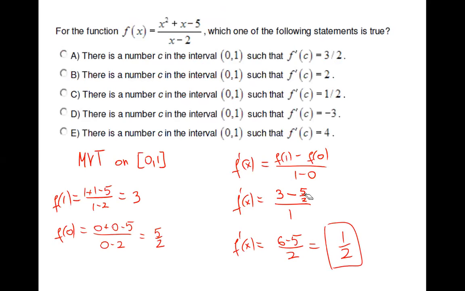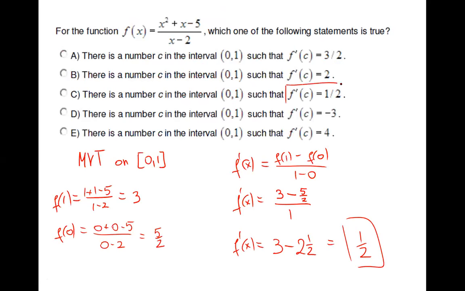3 minus 5 halves, which I get the common denominator, which I don't even have to. I mean, it is 1/2, but let me just do 3 minus 2.5. Okay, I like this way. Of course, everybody can pick the way. Yes, 3 minus 2.5, of course, is 1/2. That means the derivative is equal to 1/2 at some point on that interval for that function.